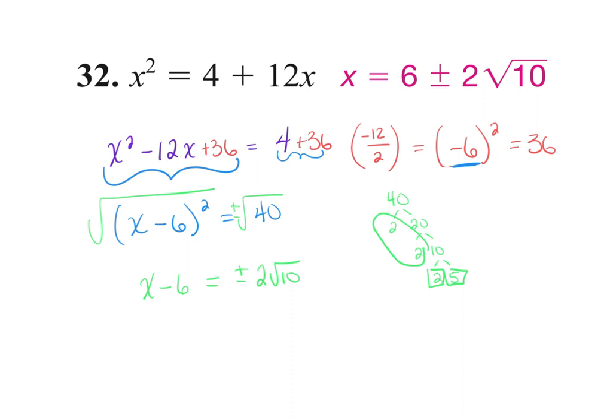And then my last step is to move this 6 over. The 6 cannot combine with that root, so we end up with just a positive 6 plus or minus 2 square root of 10.